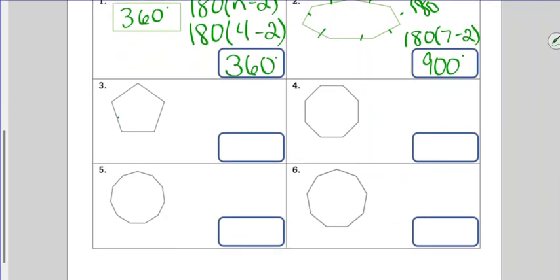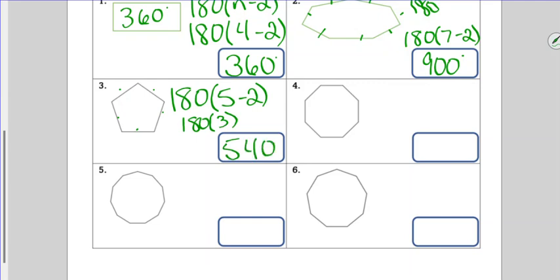All right, on this one I have 1, 2, 3, 4, 5 sides. So 180 times 5 minus 2, or 180 times 3, or 540 degrees. All right, you could try the last three on your own there.